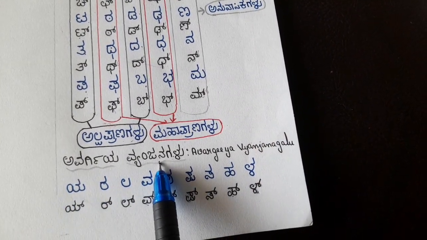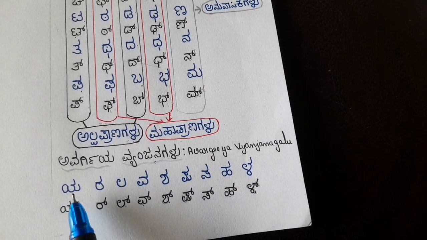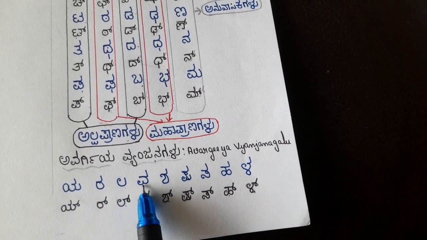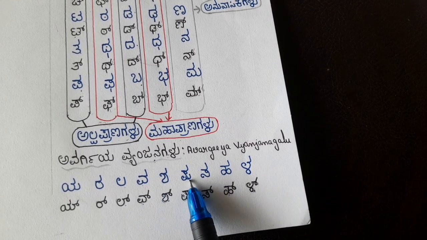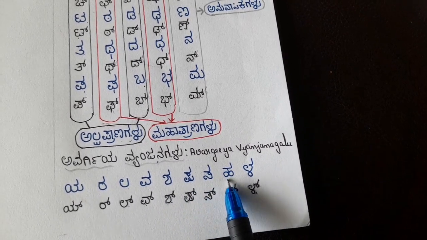Avargiya Vyanjanagalu. Avargiya Vyanjanagalu are ya, ra, la, va, sha, sha, sa, ha and la.